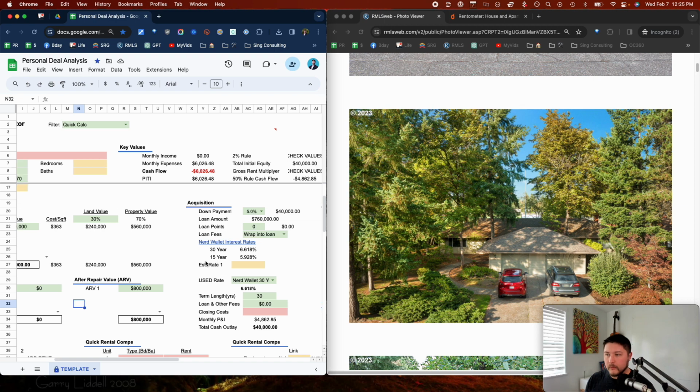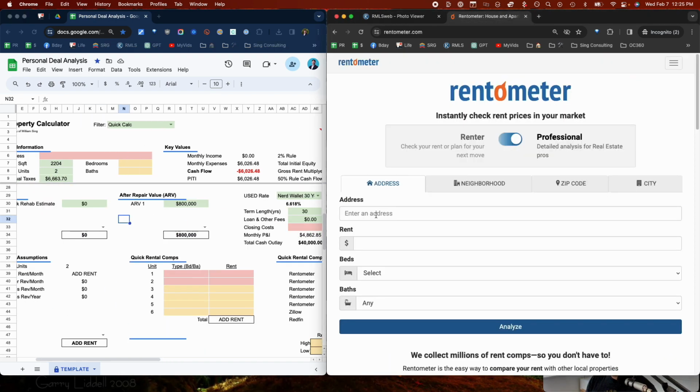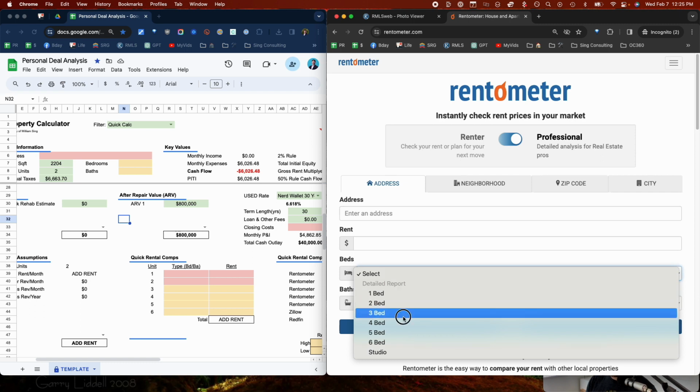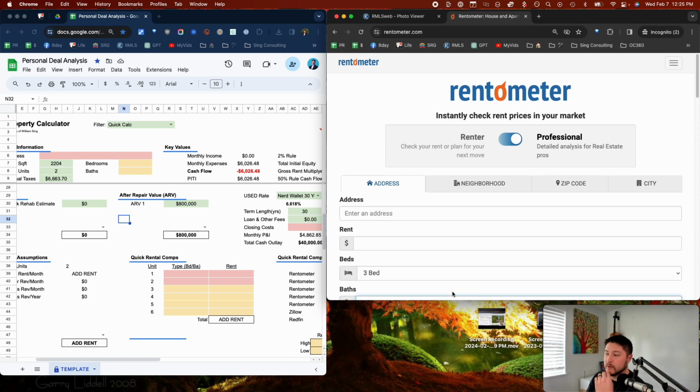I already did run it through Rent Meter, but you just add in the address, the bedrooms, and then the number of baths, enter in the address, and then analyze. You get about 5 of the test ones, so just keep in mind that you have 5 per month when you are analyzing. You can always upgrade to Pro to get a little bit more analysis into this.